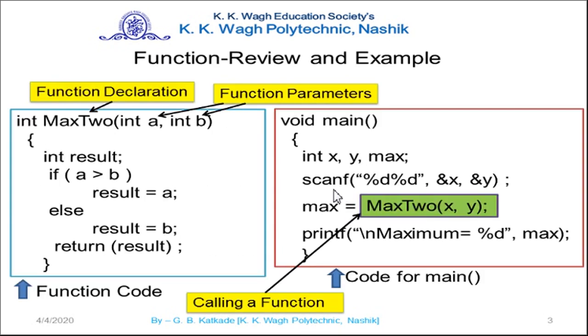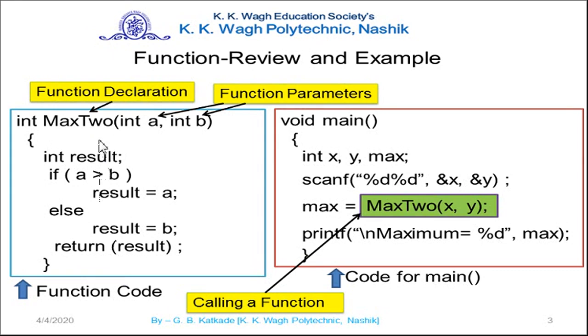As we have already seen how to write a function in C, to recall again, here is the sample given in the slide. It is a function written to find the maximum of two numbers. The function declaration is specified here with the return type integer, the name of the function max2, and the function parameters. Two parameters are given here.